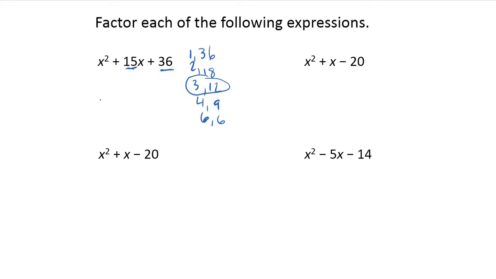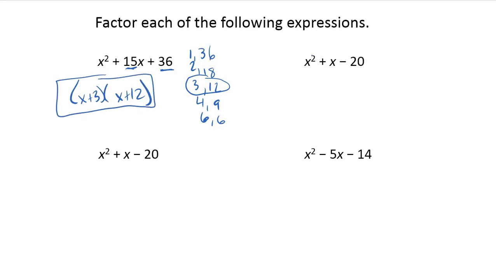Hey, 3 and 12, right? And so I'm going to do x plus 3 and x plus 12. There is my factored expression. Now notice, if I multiplied this out, x times x is x squared, x times 12 is 12x, 3 times x is 3x, 12x plus 3x is 15x, that's where that comes from, and 3 times 12 is 36. Hey, that's how you factor a trinomial, okay?